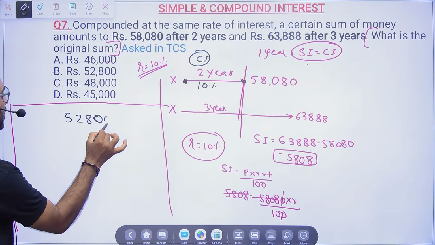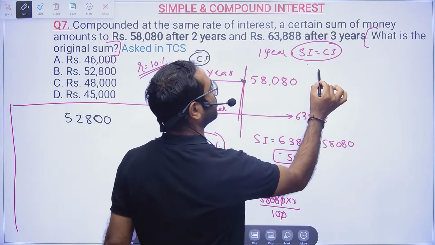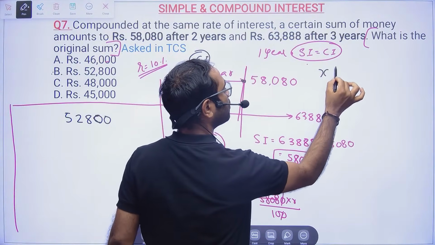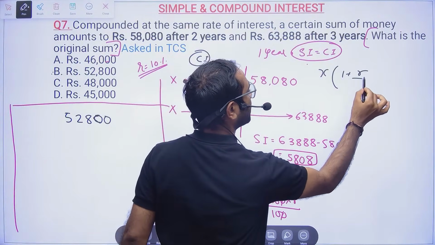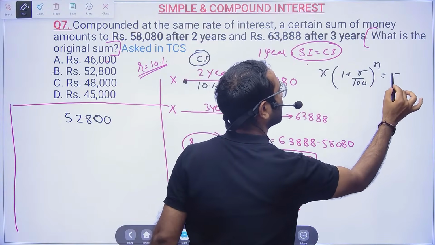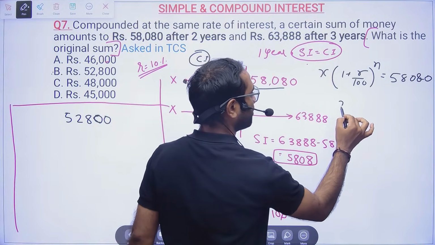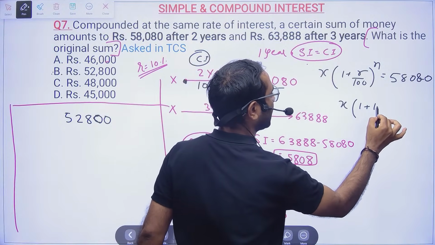So now I am going to calculate. Basically I have to calculate compound interest. I have to use this formula: X into (1 plus R by 100) to the power N is equal to whatever money, 58080. So X we have to calculate. Rate is nothing but 10 by 100.